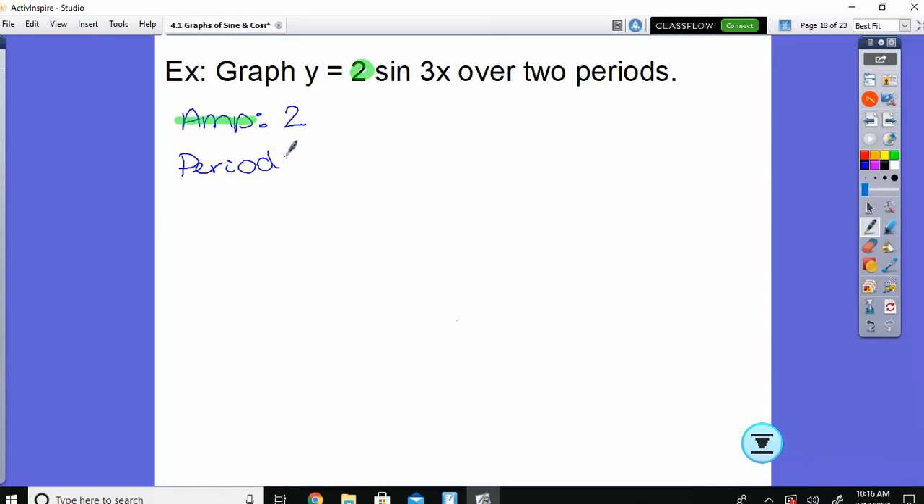Period. Period is always 2 pi divided by the number in front of x. So that would be 2 pi over 3.